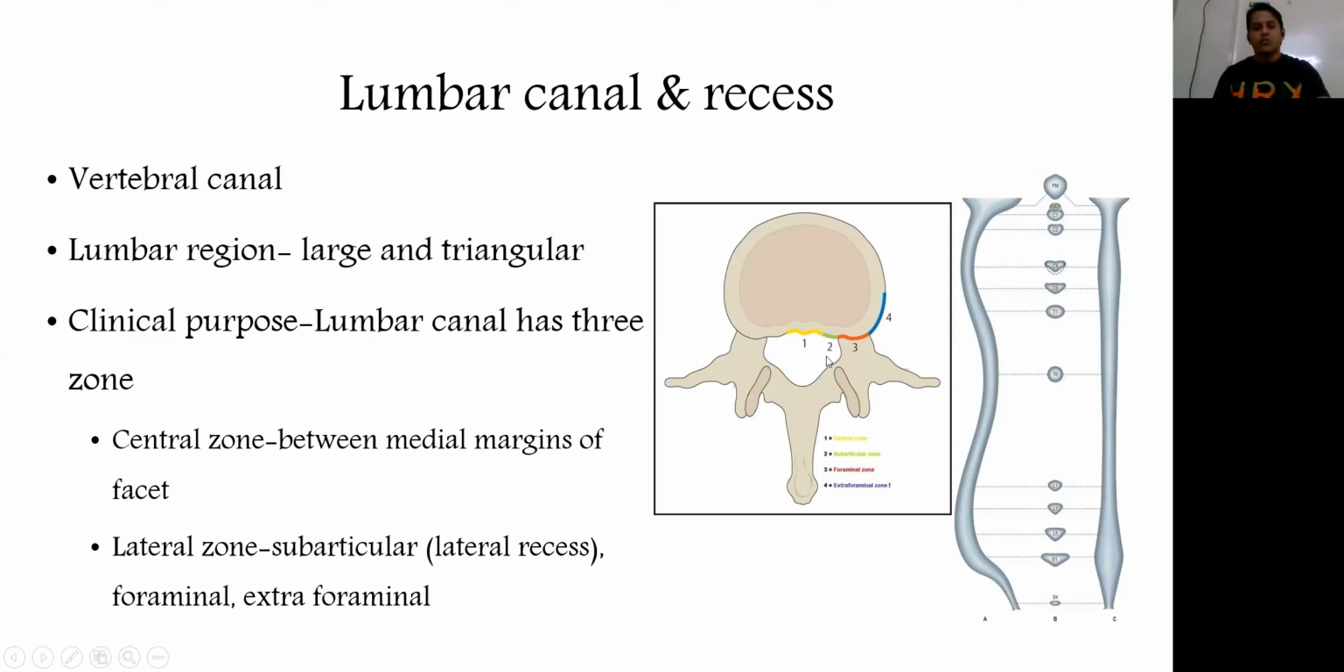The lateral zone, which passes through the intervertebral foramen, is further divided into 3 parts: subarticular, which is just beneath the articular process, so it is called the subarticular or the lateral recess; foraminal, which is passing through the foramen; and extraforaminal, which is passing beyond the foramen. So thus the lateral zone is divided into subarticular, foraminal, and extraforaminal. The lateral zone, which I explained right now, is the space for the spinal nerve, so it is also called the root canal.